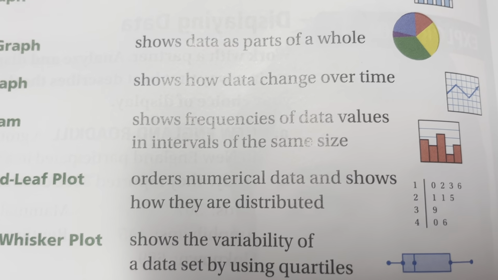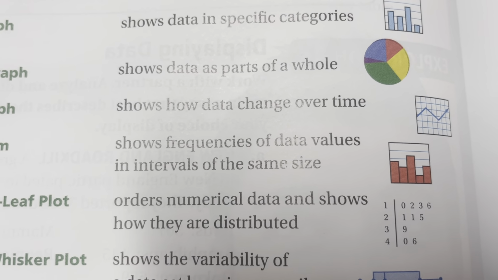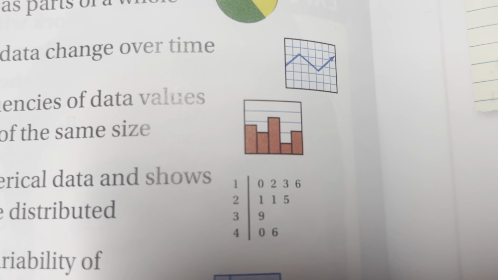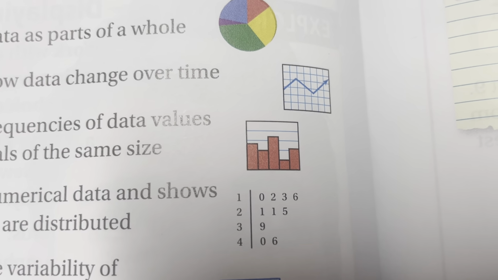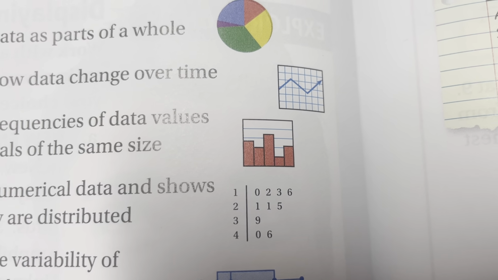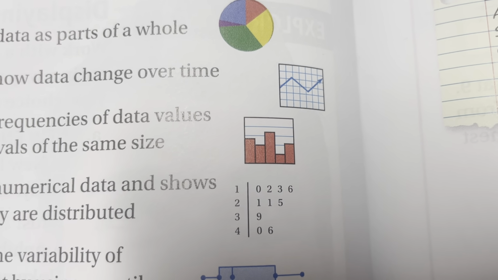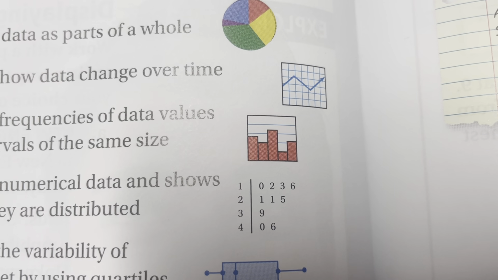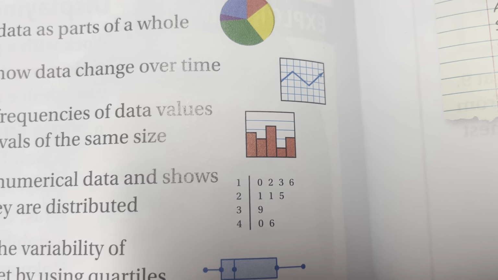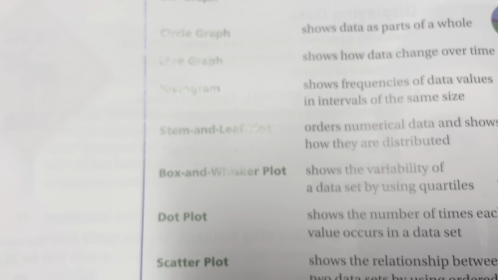The next one is a histogram. A histogram shows frequencies of data values in intervals of the same size. So there we have our histogram. You notice the bars touching, and it would be like, how many students were ages 5 through 8, and how many students then were ages 9 through 12. Intervals that are all the same size.